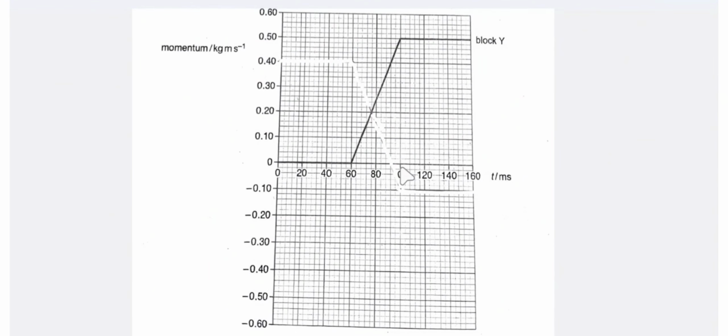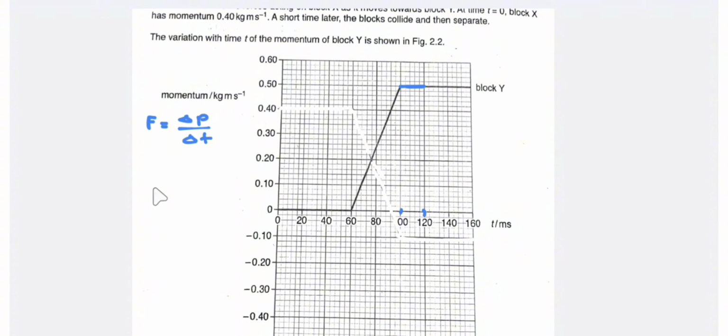So from 100 to 120 milliseconds, the gradient of the momentum time graph is 0. We know that resultant force is equal to change in momentum by change in time, and also that resultant force is equal to mass into acceleration. Here the gradient of the momentum time graph is the resultant force. The gradient is a horizontal line, so the gradient is 0. Since the gradient is 0, the resultant force is also 0.